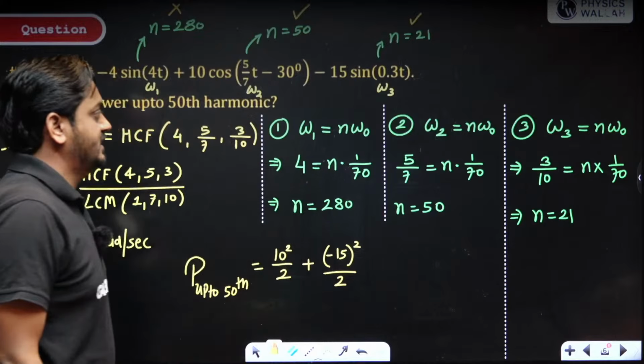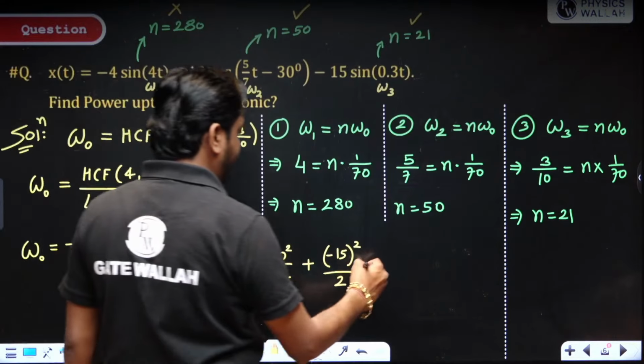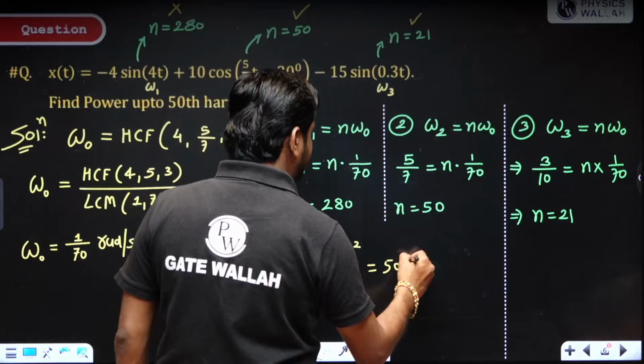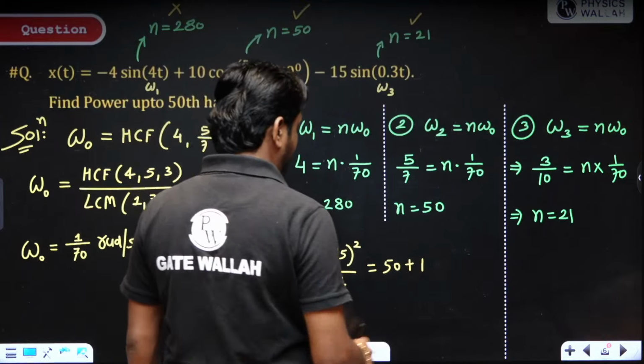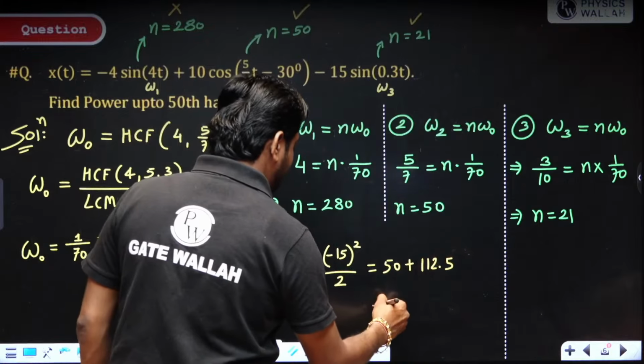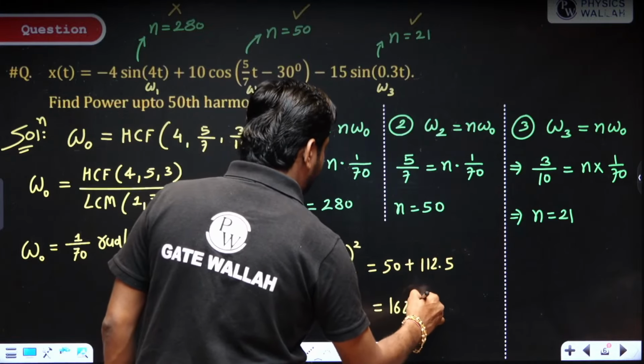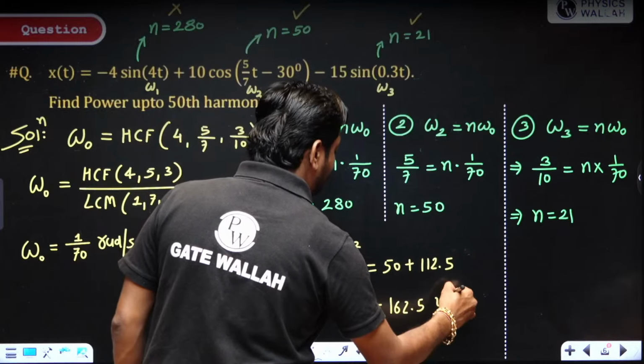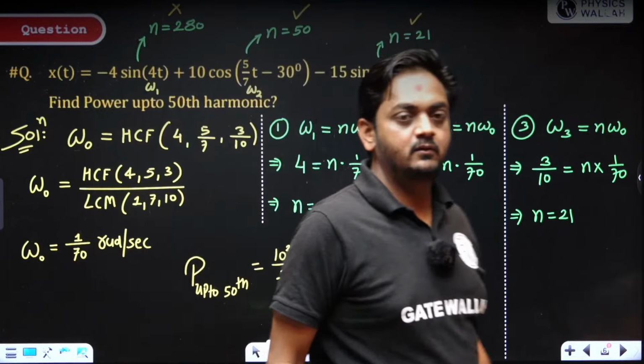They are asking power up to the 50th harmonic. So this is 50 and this is 225, 112.5. So the final answer is 162.5 units. Understood, everyone? Everyone got this?